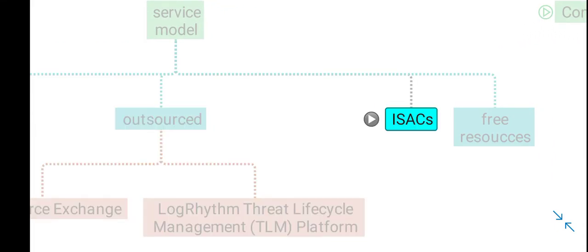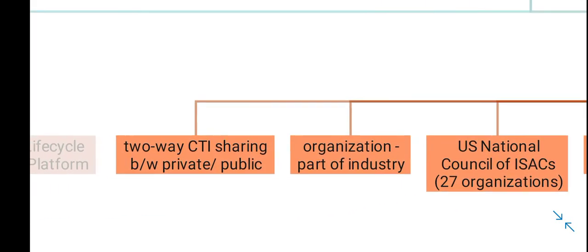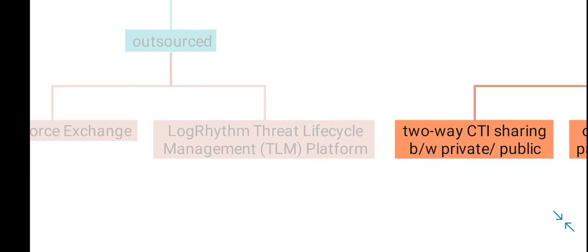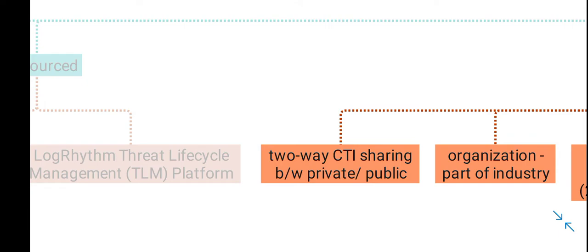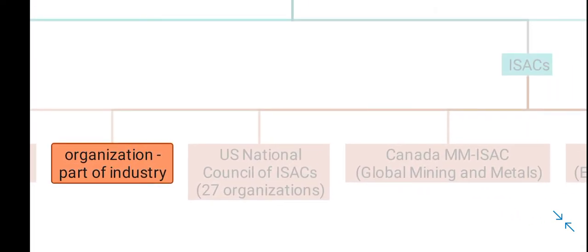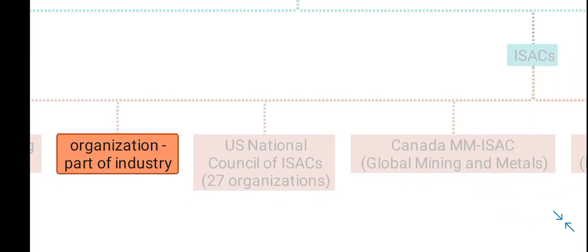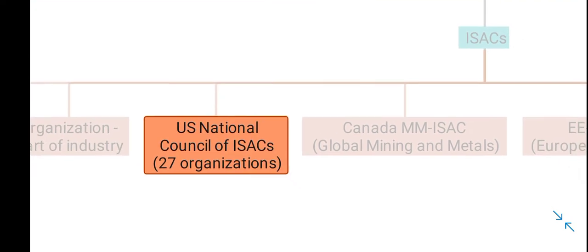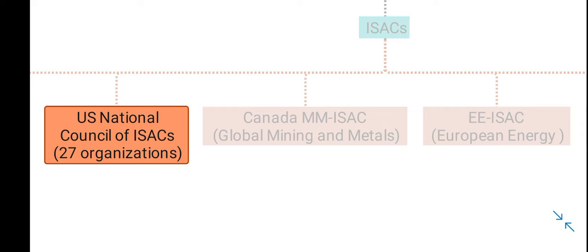Furthermore, the information sharing and analysis centers, or ISACs. So these information sharing and analysis centers are a mechanism of two-way cyber threat intelligence sharing between public and private sector organizations. So an organization has to be part of a particular industry in order to receive the cyber threat intelligence from information sharing and analysis centers. So these are different information sharing and analysis centers.